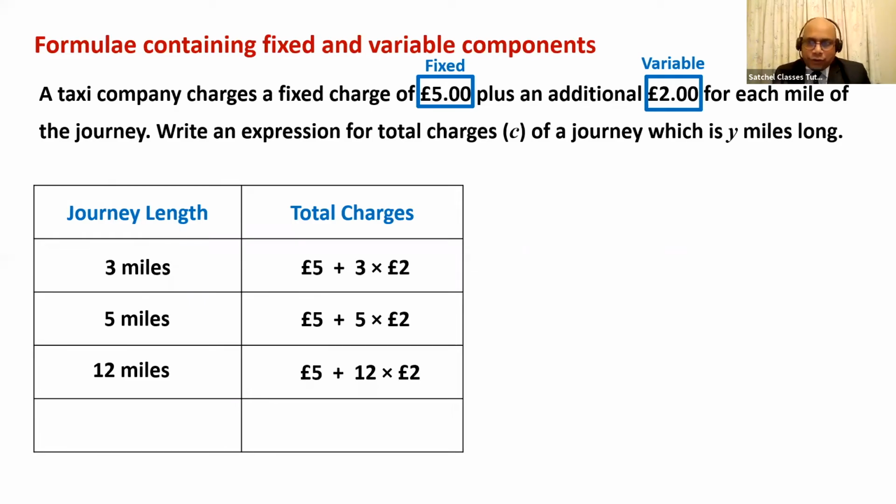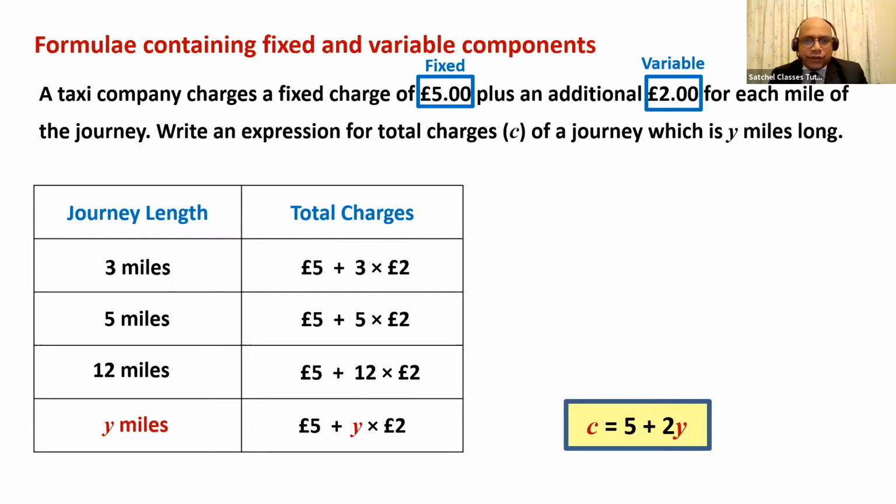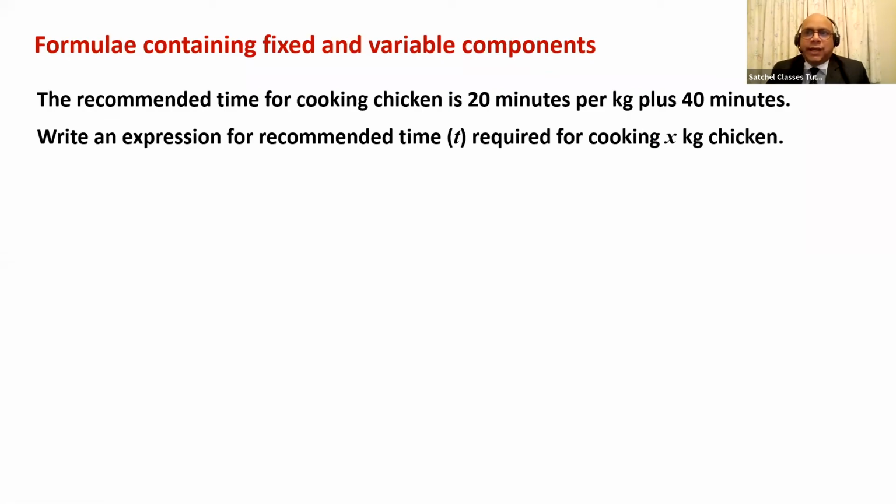So now we go on to the letter. What if the journey was y miles? As you can see, it will be £5, which is the fixed charge, plus for y miles, each mile has £2. So y miles will have y times 2. And that's your total charges. Total charges need to be represented by the letter C. So your formula will be C equals 5 plus 2y, right?